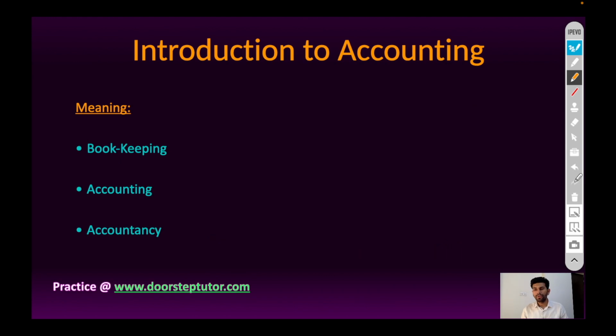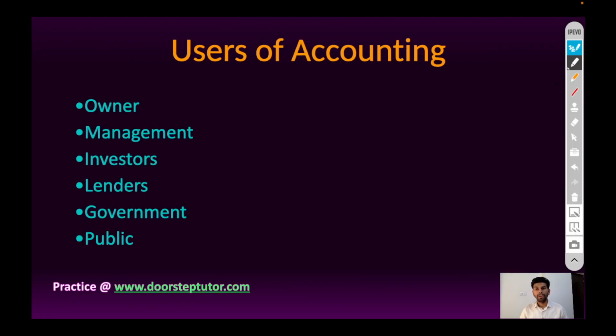Now, let's move to the users of accounting. The users of accounting are owner, management, investors, lenders, government, and general public. The owner of the business is the user of accounting to know about the profit and loss at the end of a particular period, say for example for a month or at the end of the year. So the owner is the user of accounting to know about profit and loss or assets and liabilities at the end of a particular period.